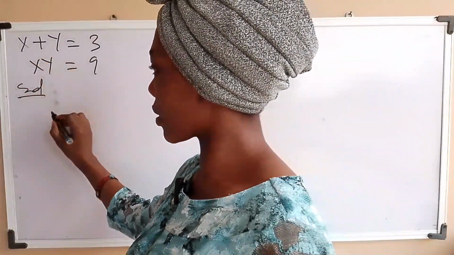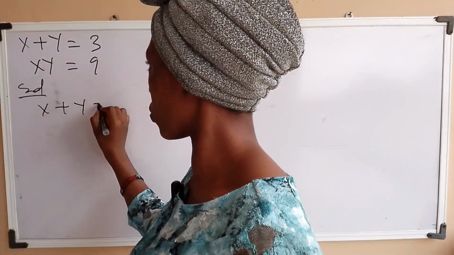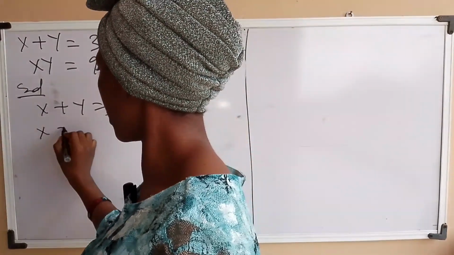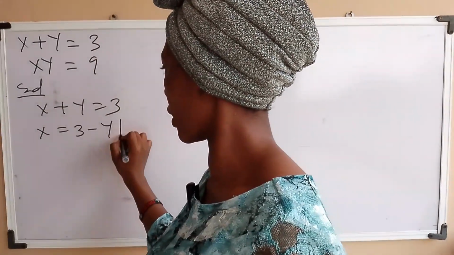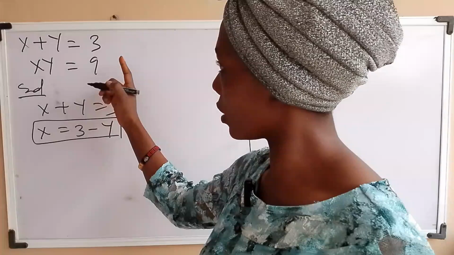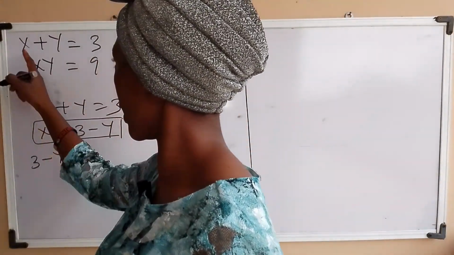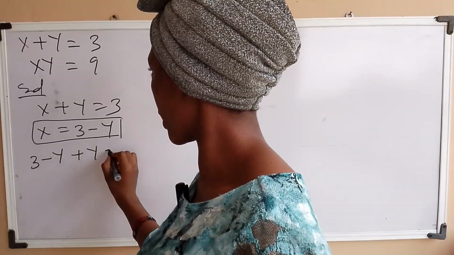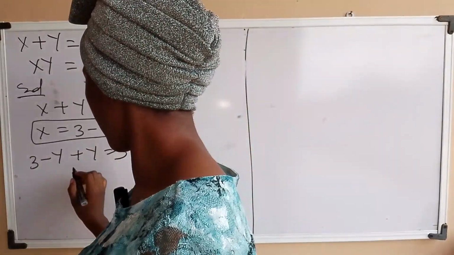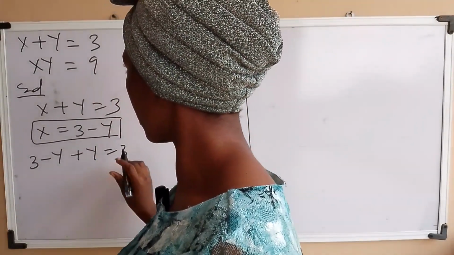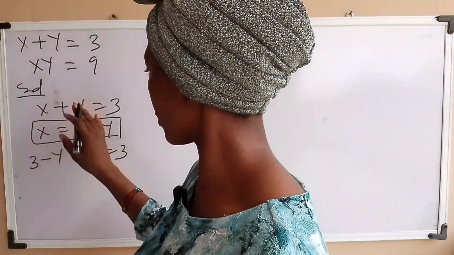I'll make x the subject of the formula in this first one, so it will give me 3 minus y. So this is what I'll be using in the equation. This is 3 minus y, anywhere I see x, from x plus y equals 3. And this will give me 3 minus y plus y.